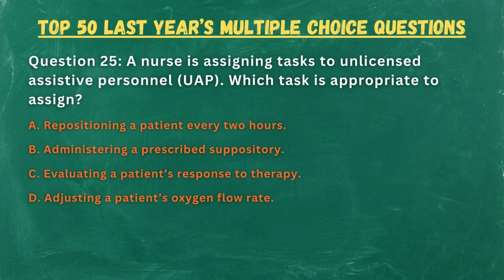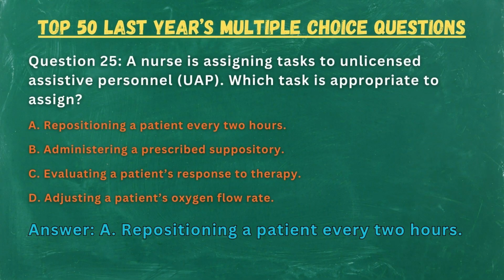Question 25. A nurse is assigning tasks to unlicensed assistive personnel, UAP. Which task is appropriate to assign? A. Repositioning a patient every 2 hours. B. Administering a prescribed suppository. C. Evaluating a patient's response to therapy. D. Adjusting a patient's oxygen flow rate.